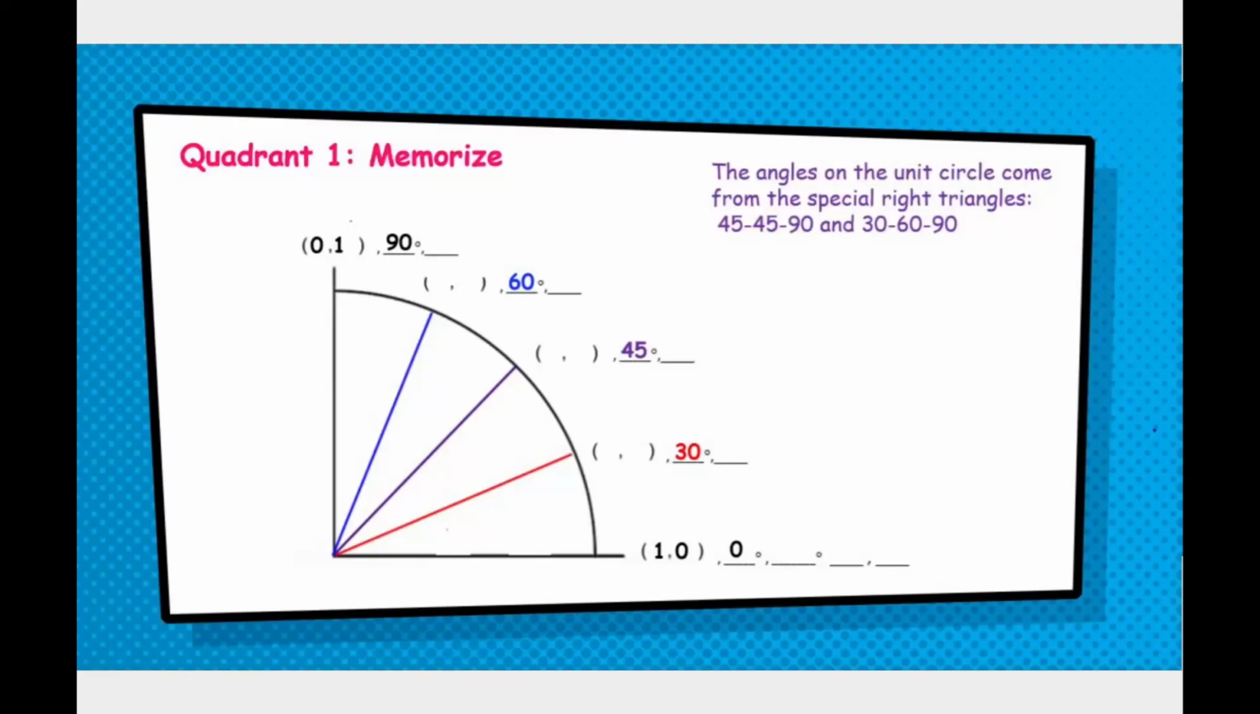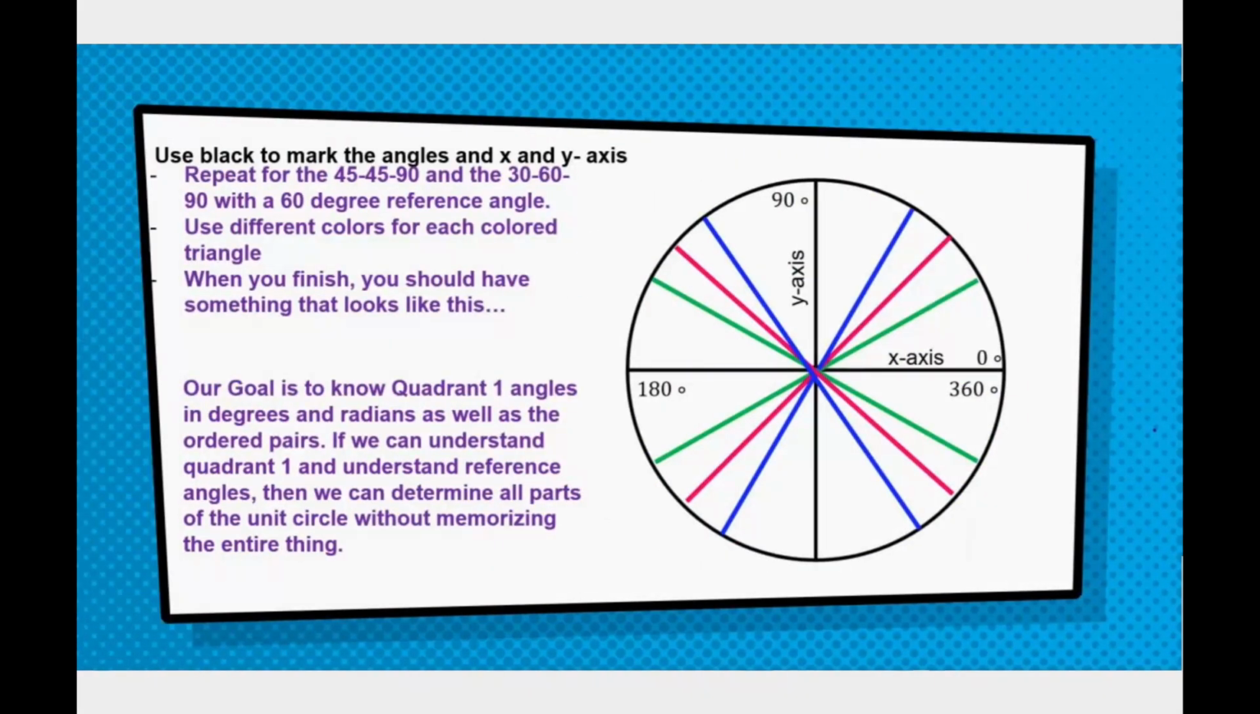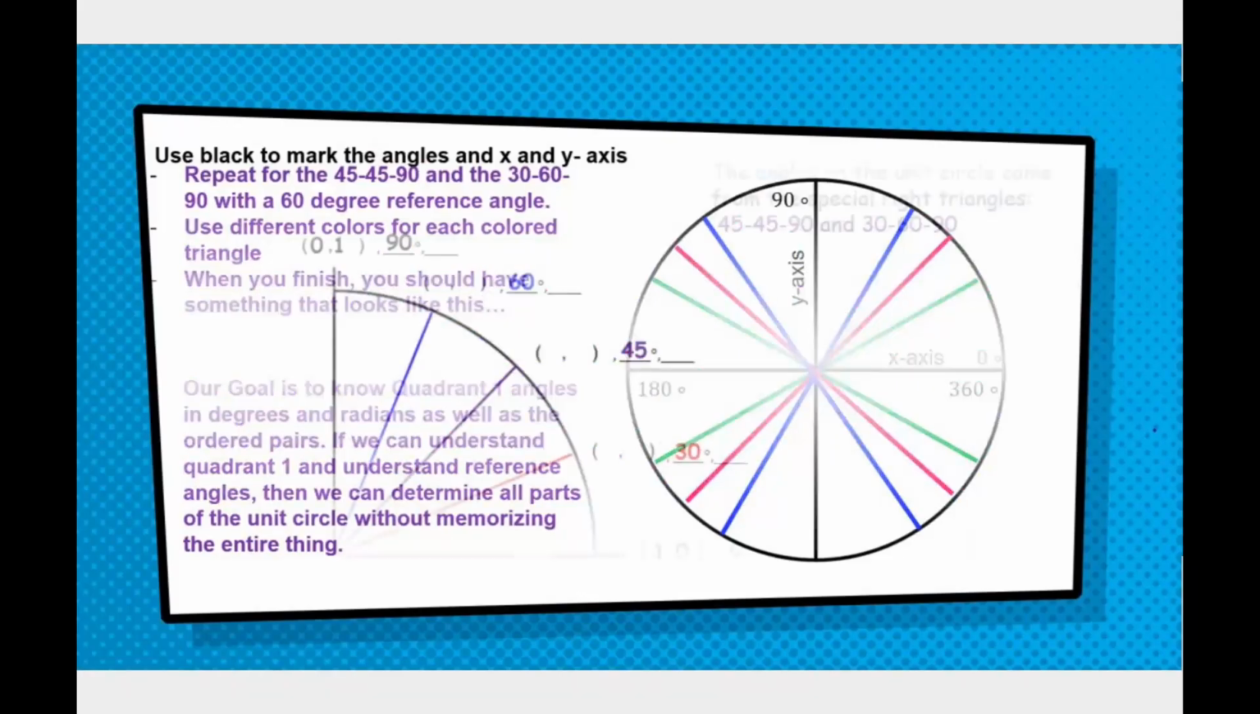Our goal is to know quadrant 1 angles in degrees and radians, as well as the ordered pairs. If we can understand quadrant 1 and understand reference angles, then we can determine all parts of the unit circle without memorizing the entire thing. So let's look at quadrant 1 and how to figure out what these are, and we'll start building. This is in your notes, so I just have quadrant 1. I don't want you to go to this thing yet. We'll come back to that.